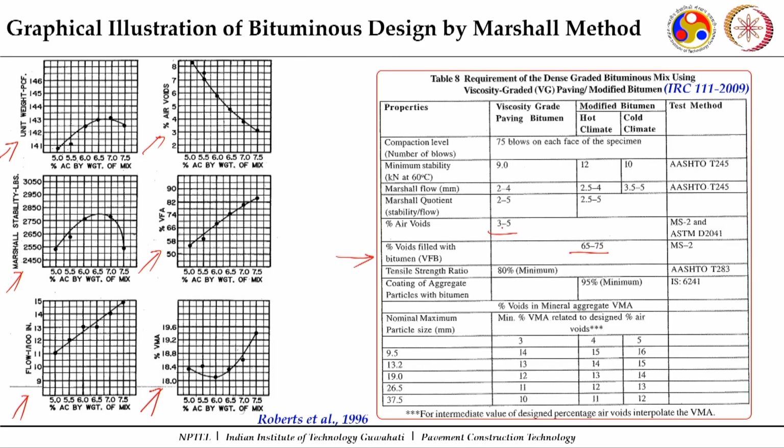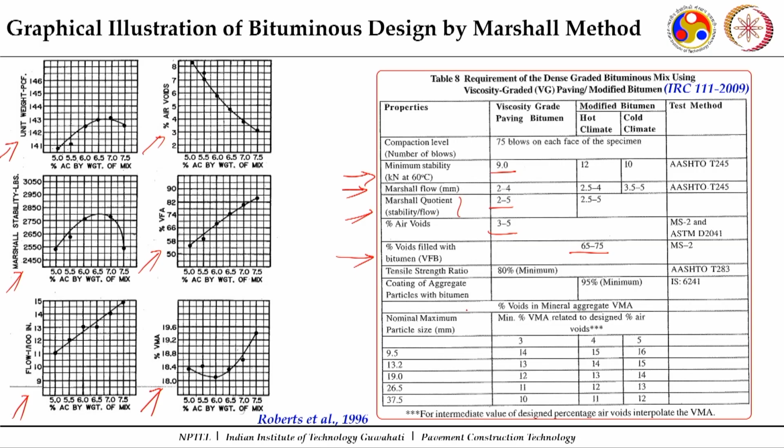The air void requirement is 3 to 5%, the Marshall stability requirement is minimum 9 kN, then Marshall flow requirement is from 2 to 4, and a ratio of Marshall stability and flow is also given as a Marshall quotient, that requirement is mentioned here.